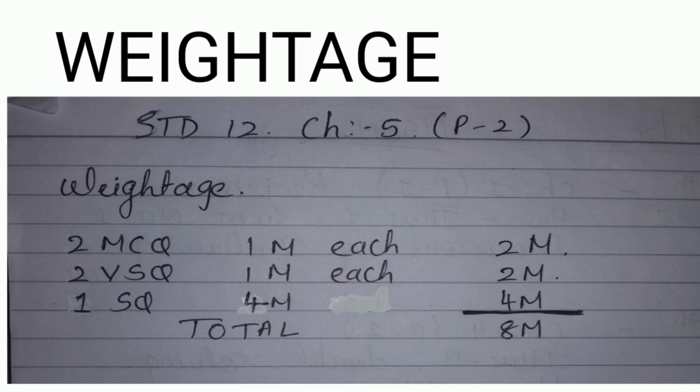I'll explain what type of question the 4 mark question is going to be. Yes, let us start solving sums. Let us understand this chapter, and when we solve the sums of this chapter, you'll get to know how a 4 mark question is asked. Alright? So, total weightage is 8 marks: 2 MCQs, 2 VSQs and 1 short question of 4 marks. Fine?